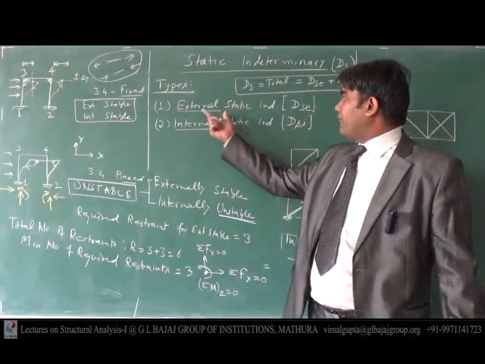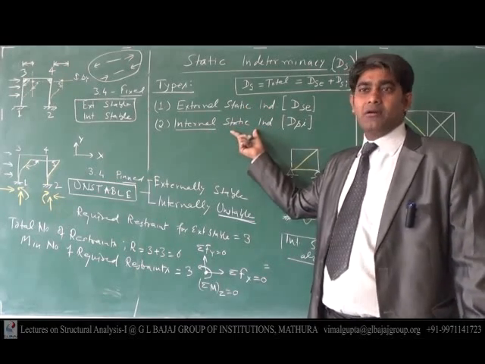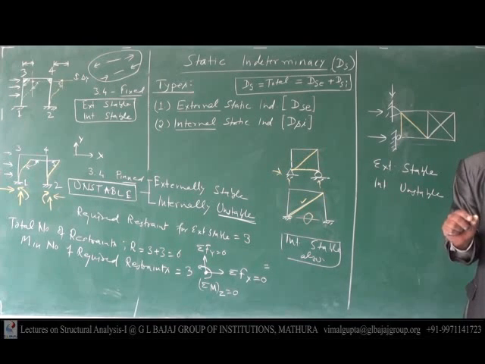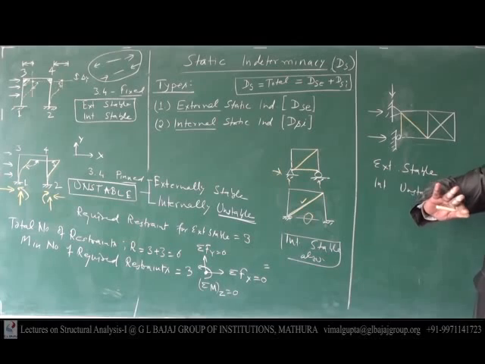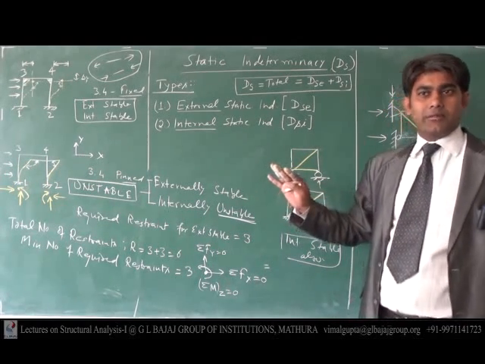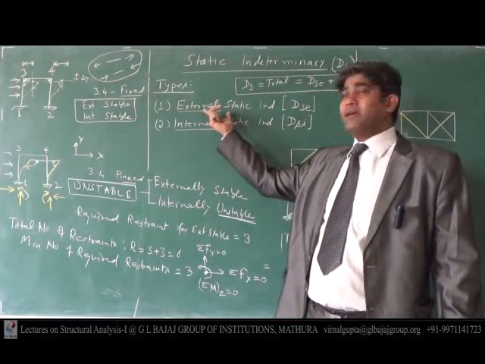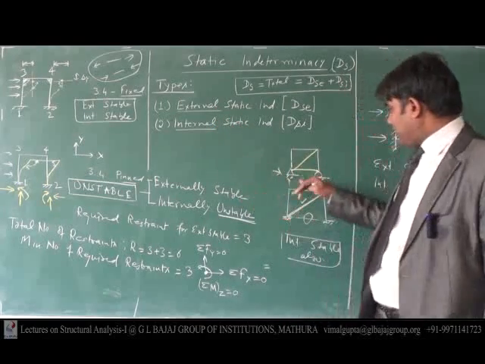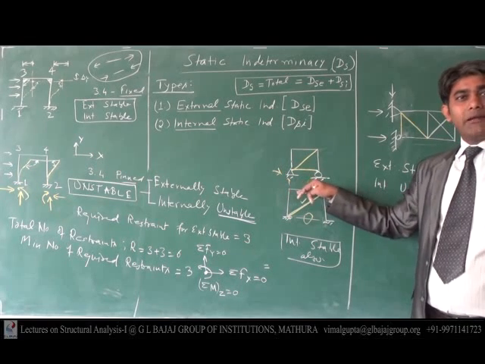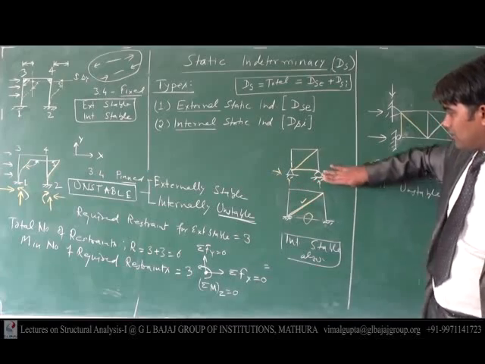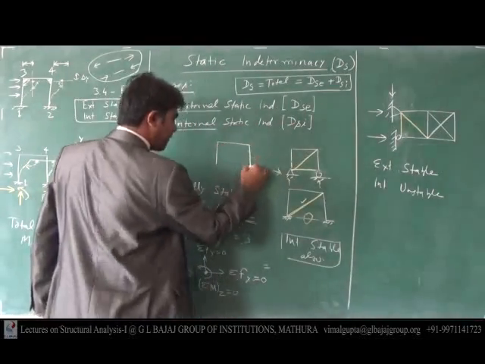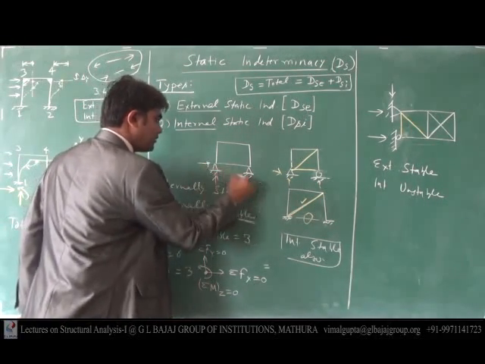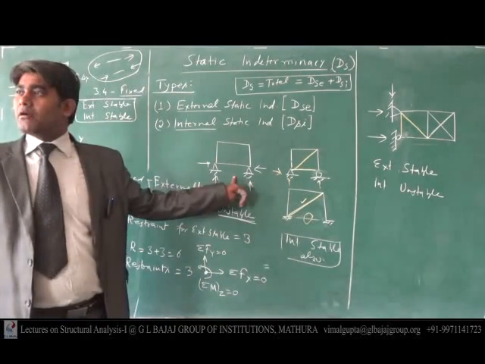Finally, what is the meaning of external static indeterminacy and internal static indeterminacy? I have told you its physical significance. In structural analysis, for external stability, what is the meaning of stability? Stability does not have any magnitude. It can be increased slightly. Here, how many restraints have we applied? 3. If I apply a support here also, how many restraints have I applied? 4.